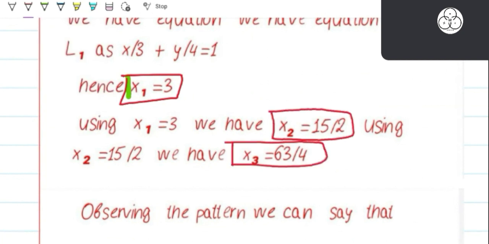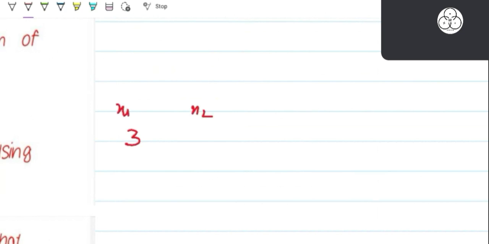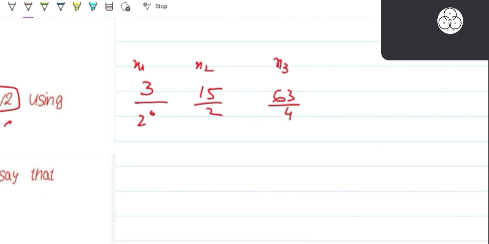Similarly, find the value of x3, because to find out any pattern, at least we need 3 terms. So we find out the value of x1, x2 and x3. Now let's try to observe the pattern. Let us write them in an organized way. x1 is 3, x2 is 15 by 2, x3 is 63 by 4. We can clearly observe that this is 2 to the power 0, 2 to the power 1, 2 square. So the xith term is going to be 2 to the power I in the denominator, and the numerators 3, 15, 63 are 4 minus 1, 16 minus 1, 64 minus 1. 4 minus 1 means 2 square minus 1.